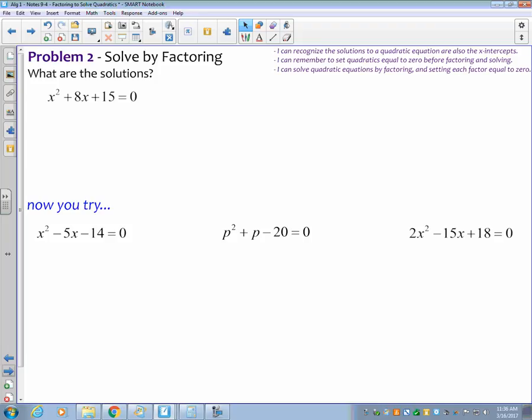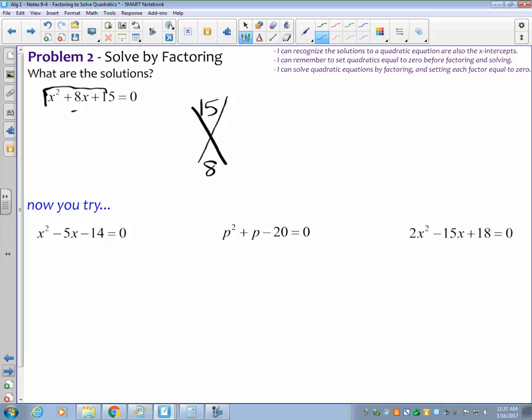So what we were doing before, the problem was already factored. The new layer to this is that we are going to factor and then solve it. So I'm going to use the X method to factor x squared plus 8x plus 15. So there's a 1 here. The first and the last times each other goes on top. So 1 times 15 is 15. And the middle guy goes underneath.